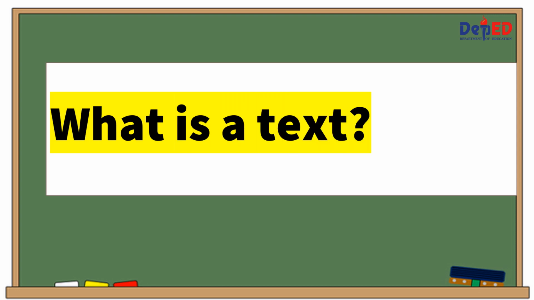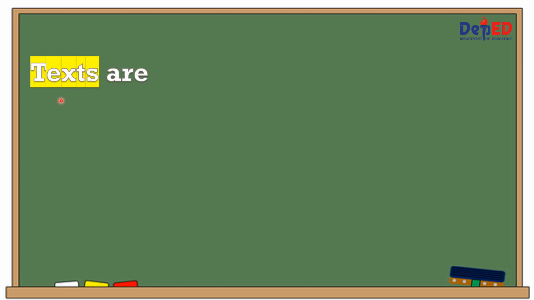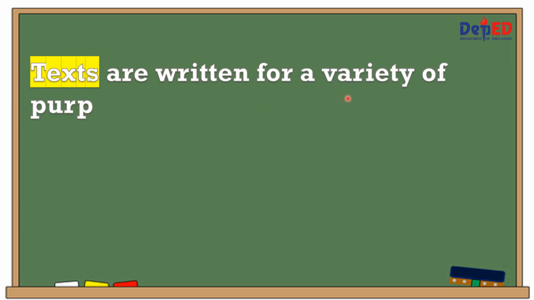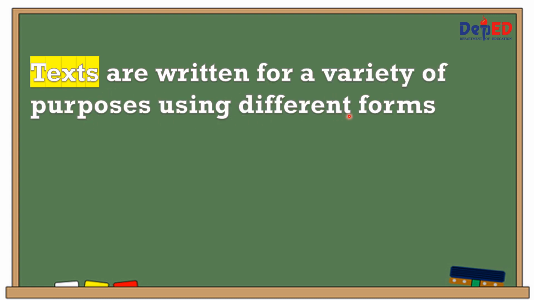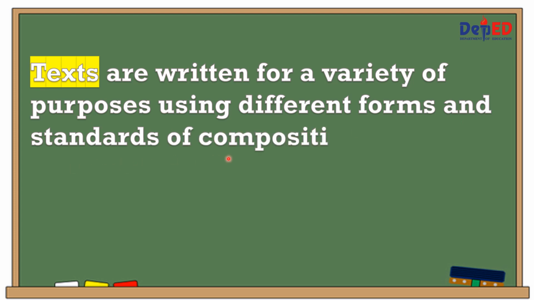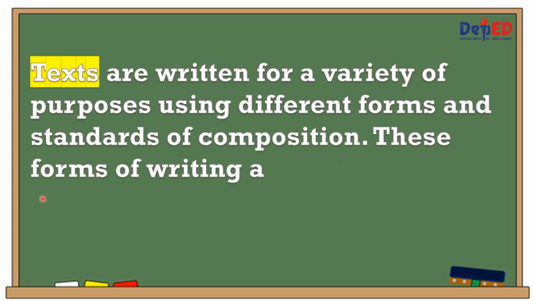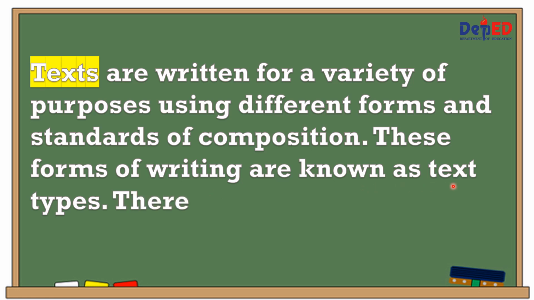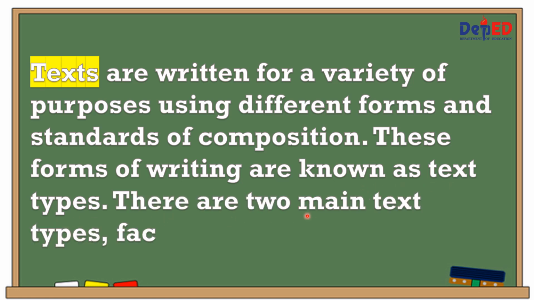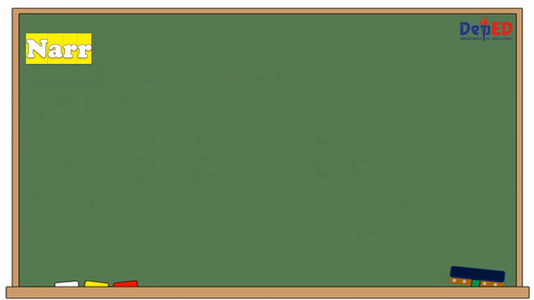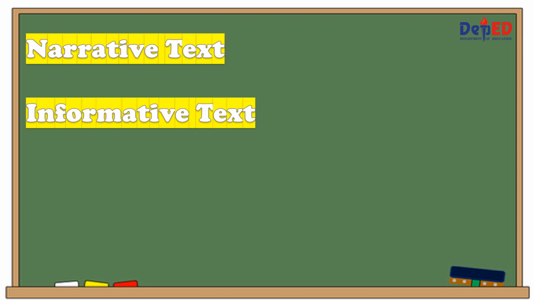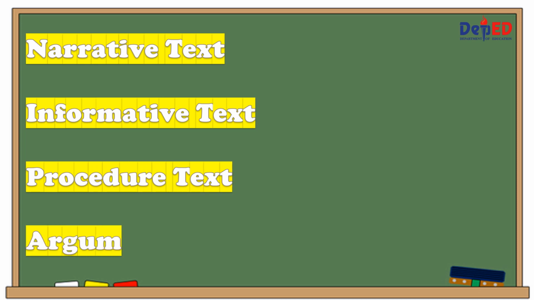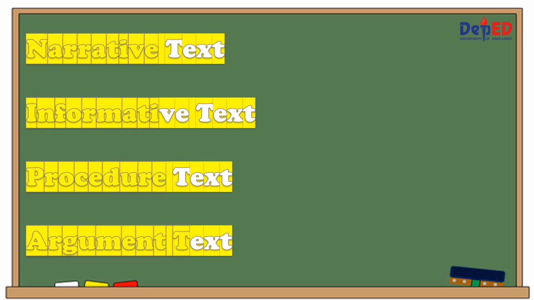What is a text? Texts are written for a variety of purposes using different forms and standards of composition. These forms of writing are known as text types. There are two main text types: factual and literary. So, the four types of text are narrative, informative, procedure, and argument text.